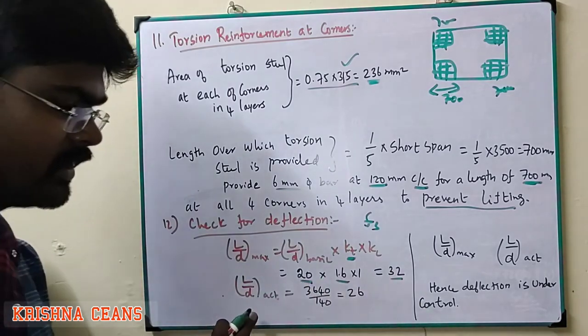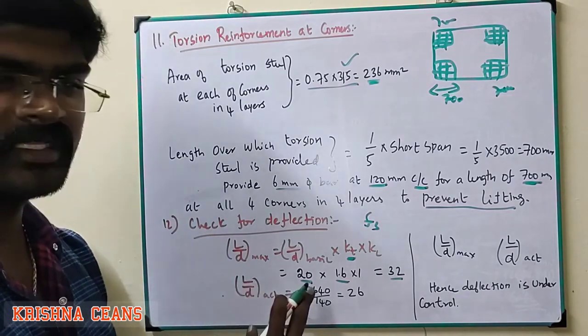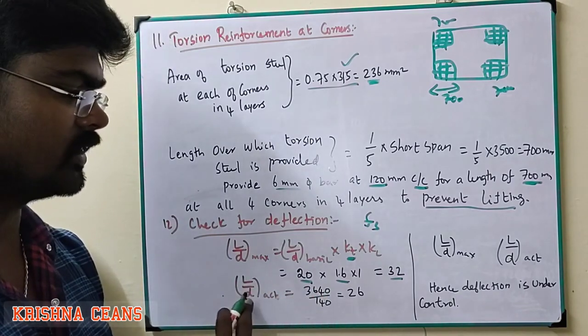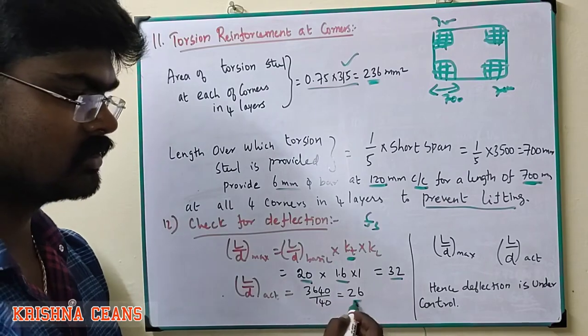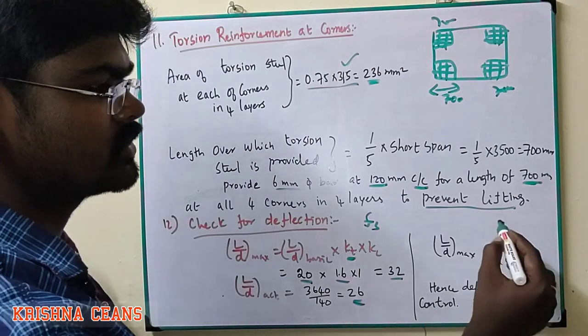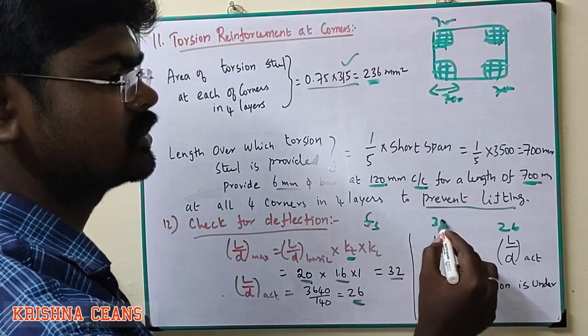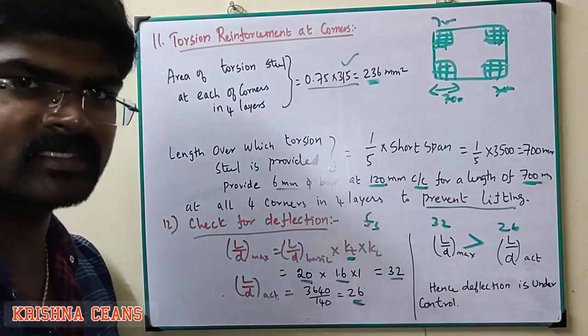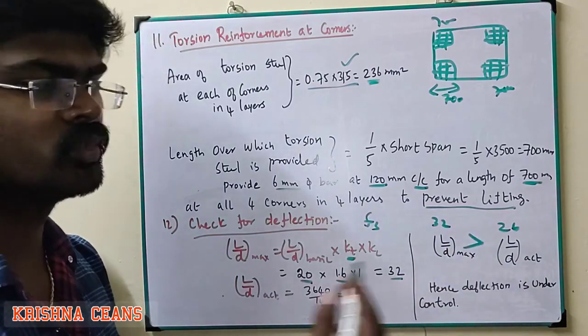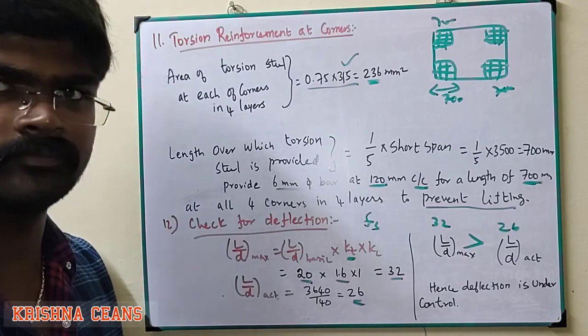Actual L by D value: L is 3640 and actual depth is 140, so it is 26. So actual L by D is 26, maximum is 32. So L by D max is greater than L by D actual. So deflection is under control.